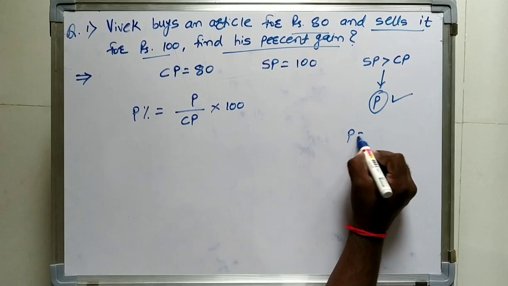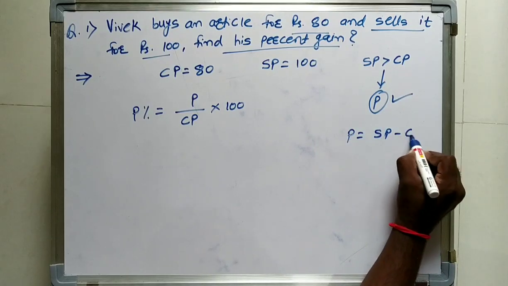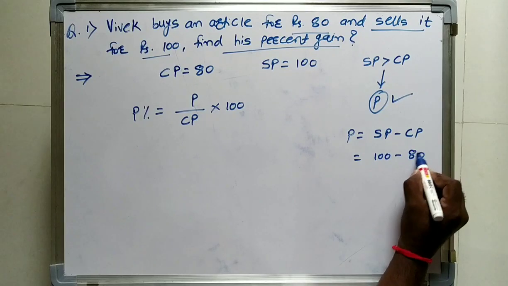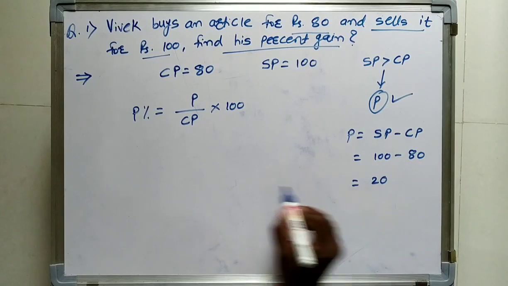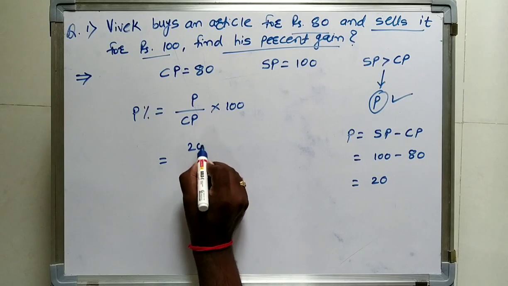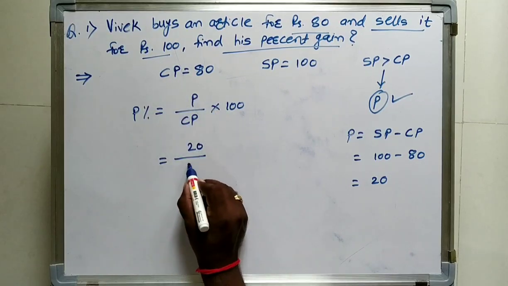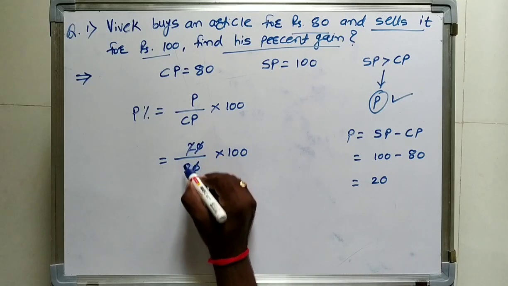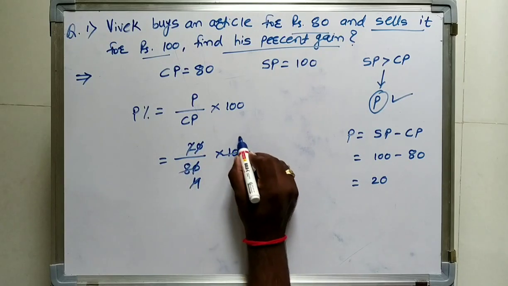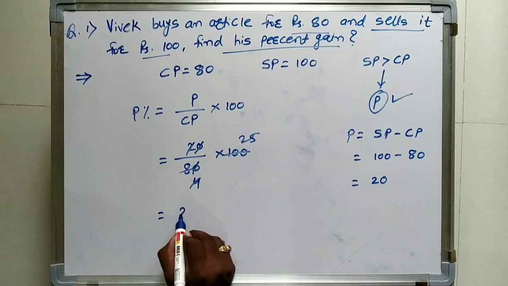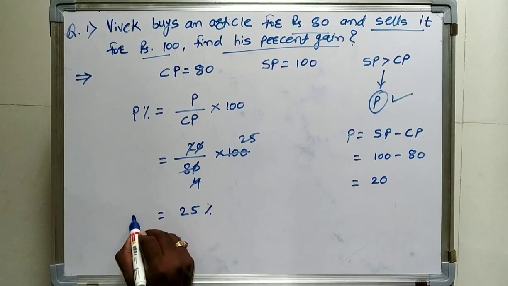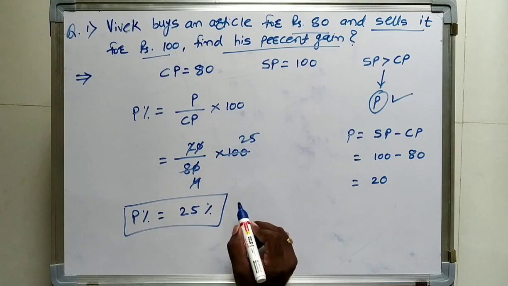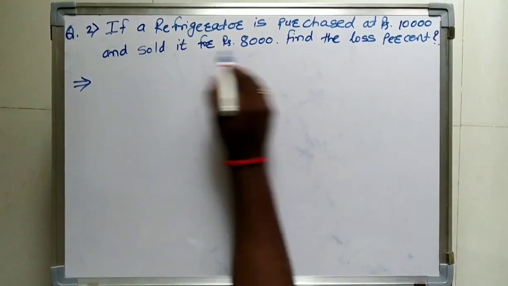So what is the profit? That is SP minus CP. What is SP? 100 minus CP, which is 80. So profit is 20. So we can write here 20 divided by CP, that is 80, multiplied by 100. The zeros will get cancelled. 2 4 and 4 25. Okay, so 25% will be our answer. That is 25% profit. Okay, now we'll see the second problem.